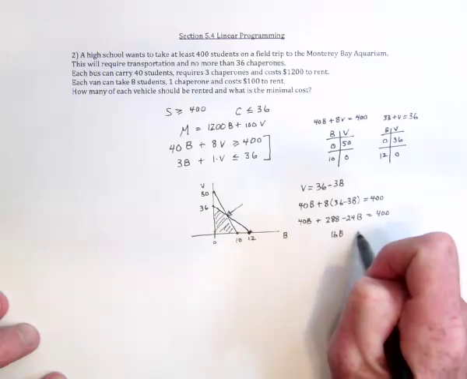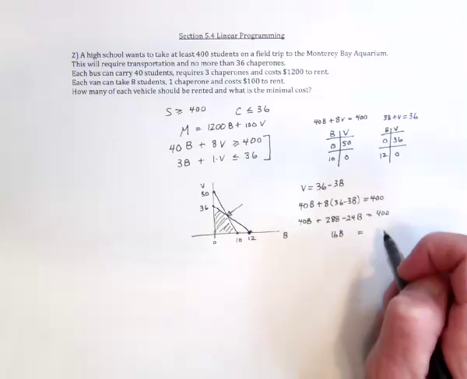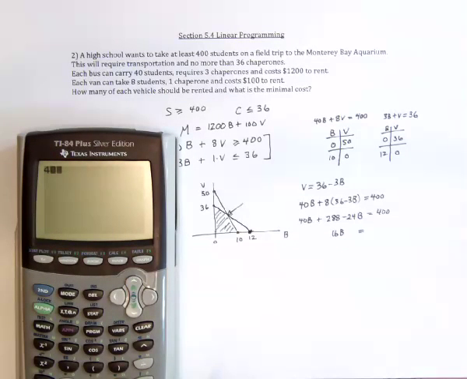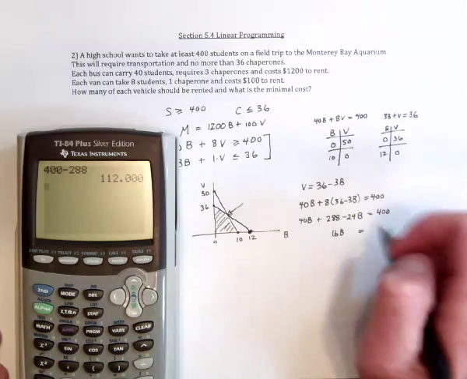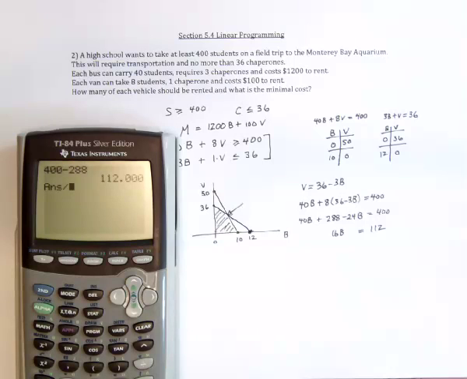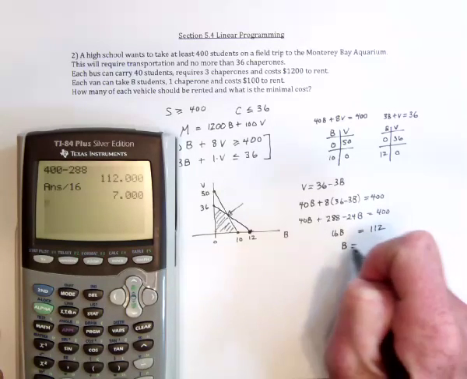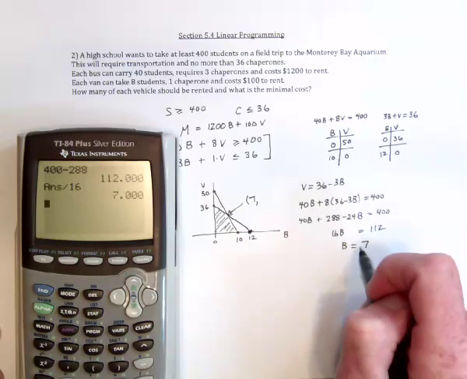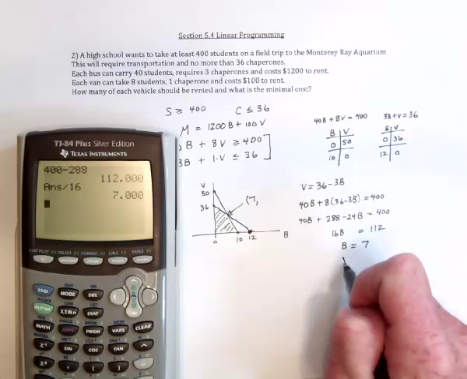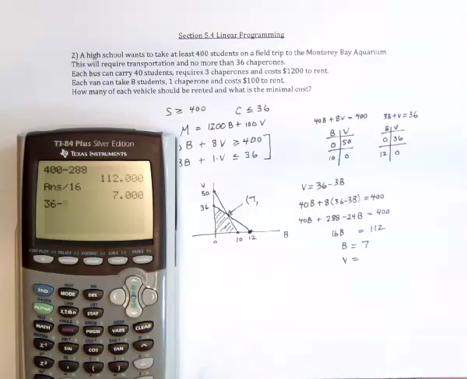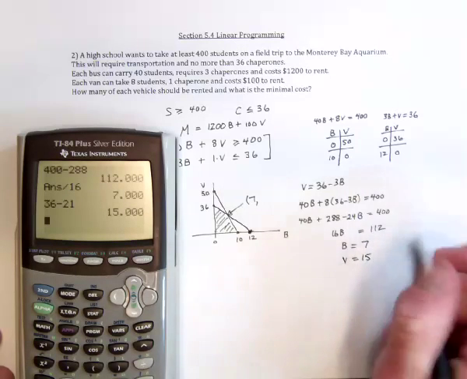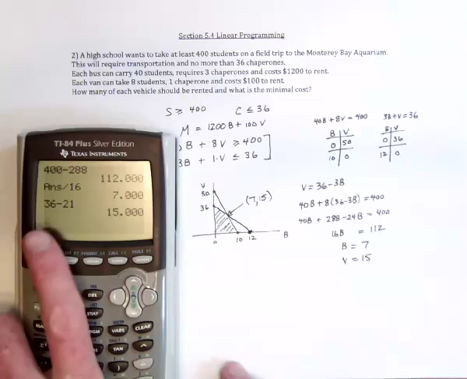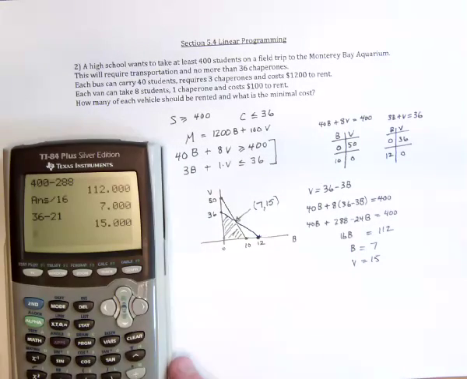And then it's going to be 16B equals 400 minus 288, which is 112, and then divide that by 16. So B is equal to 7. So 7 would be right about there. That sounds right. So 7 and what? Then substitute that back into this one, and we'll have that V is equal to 36 minus 21, so 15. And 15 is less than 36, so that makes sense. All right, now we have all of the points. I suppose I will still need this.